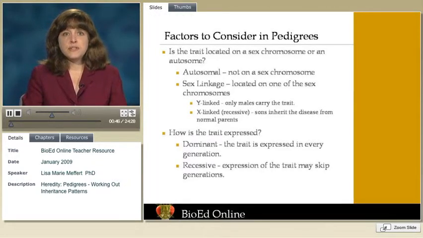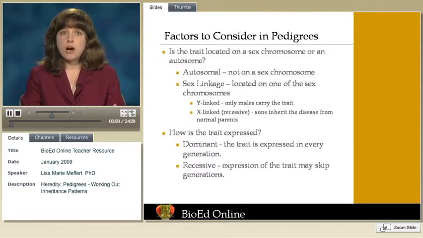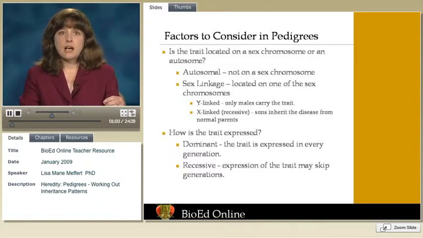So there are certain features that we need to work through. First, we want to know are the genes on the autosomes. The autosomes are those chromosomes that don't determine sex. The sex chromosomes are those chromosomes that determine sex. Then we want to know the pattern of expression. Is it dominant or recessive? That is, is an allele dominant or recessive?